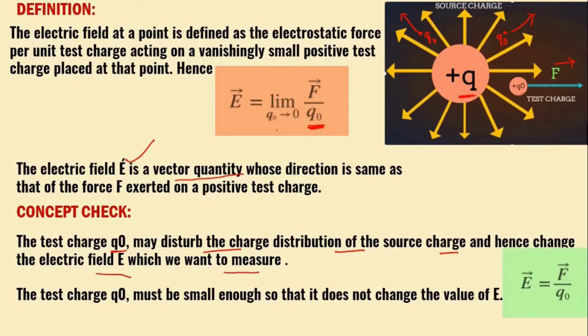That is why in the definition we have defined Q naught tending to 0. We cannot take the value of Q naught exactly 0, but it is tending to 0, like 0.000 something coulombs. The value should be 0.00 in the millicoulomb range. That means the test charge Q naught must be small enough so that it does not change the value of E. If you include this point in the definition, it will be a wrong statement. In the definition, you have to give only this much statement in the limiting case.